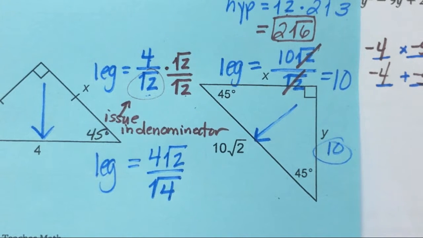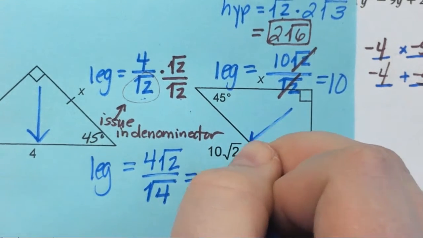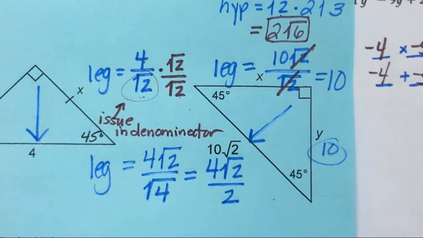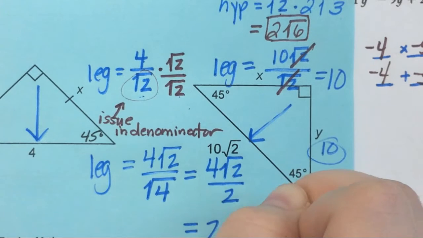Am I done? No, I told you my issue was having that radical in the denominator. Do I still have a radical in the denominator? So I'm really still not done, but what is the square root of 4? You know that, it's 2. So I really have 4 square roots of 2 over 2. And I could simplify that one last time. 4 divided by 2 is 2. So my answer is actually 2 square roots of 2.